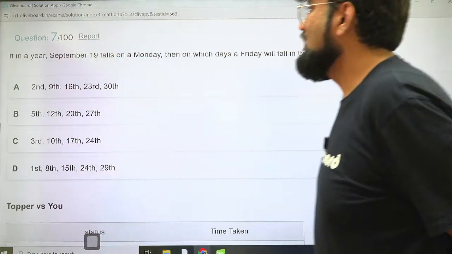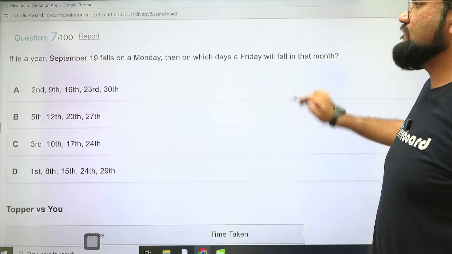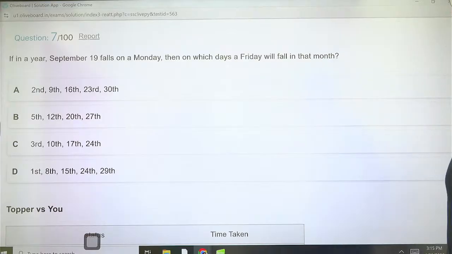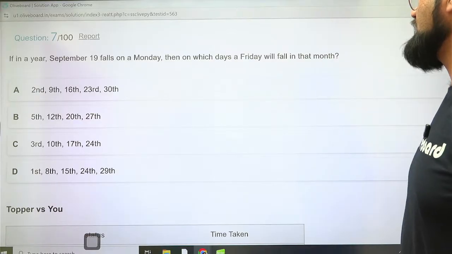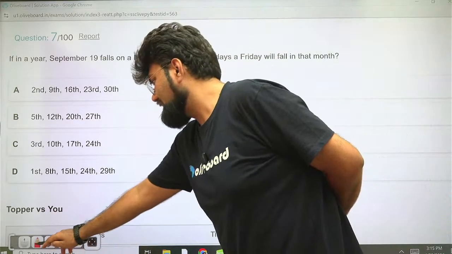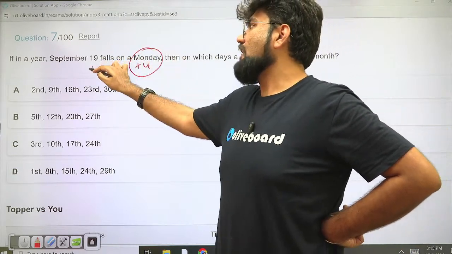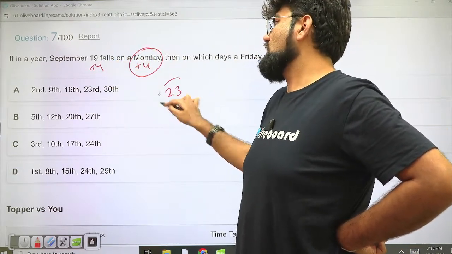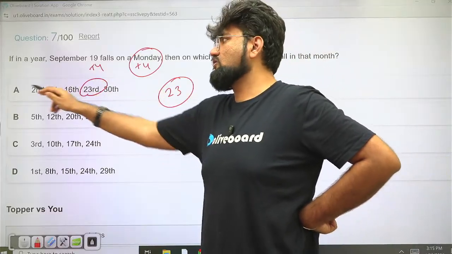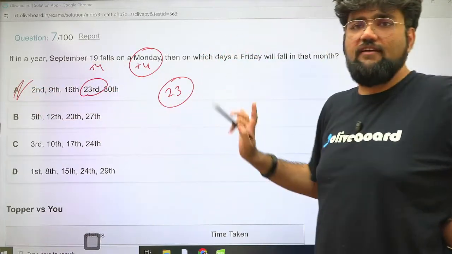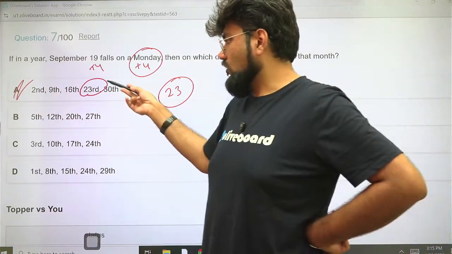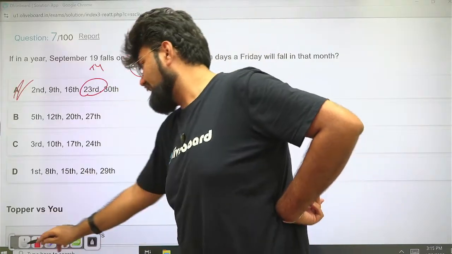If in a year September 19 falls on a Monday, then on which day the Friday will fall? See, if September 19 is a Monday, 4 days after this is a Friday. So if I add 4 to September 19, I'll get 23rd of September, which in options is only there in option A. 23rd is definitely a Friday. In options, only this option has 23rd. So I don't have to check anything else.